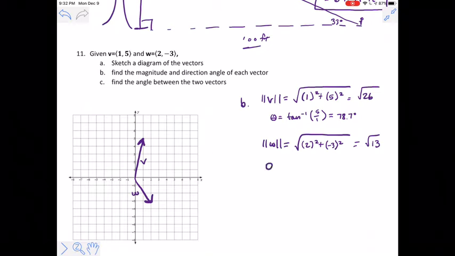Now, for this other one, it's the inverse tangent of y over x again. So inverse tangent of negative 3 halves is negative 56.31.